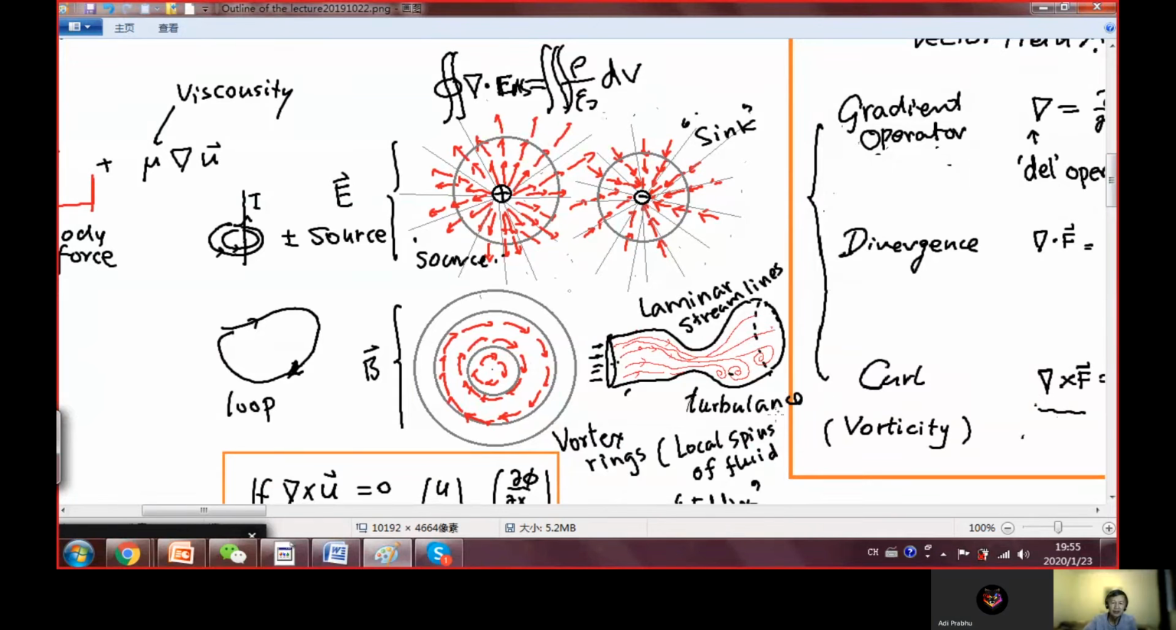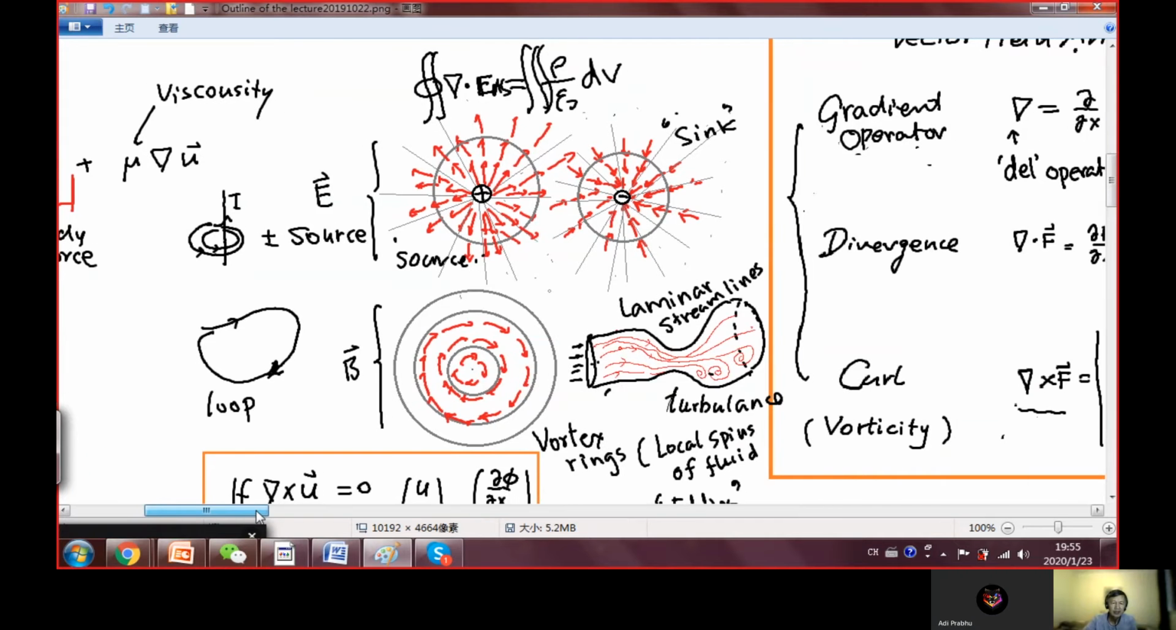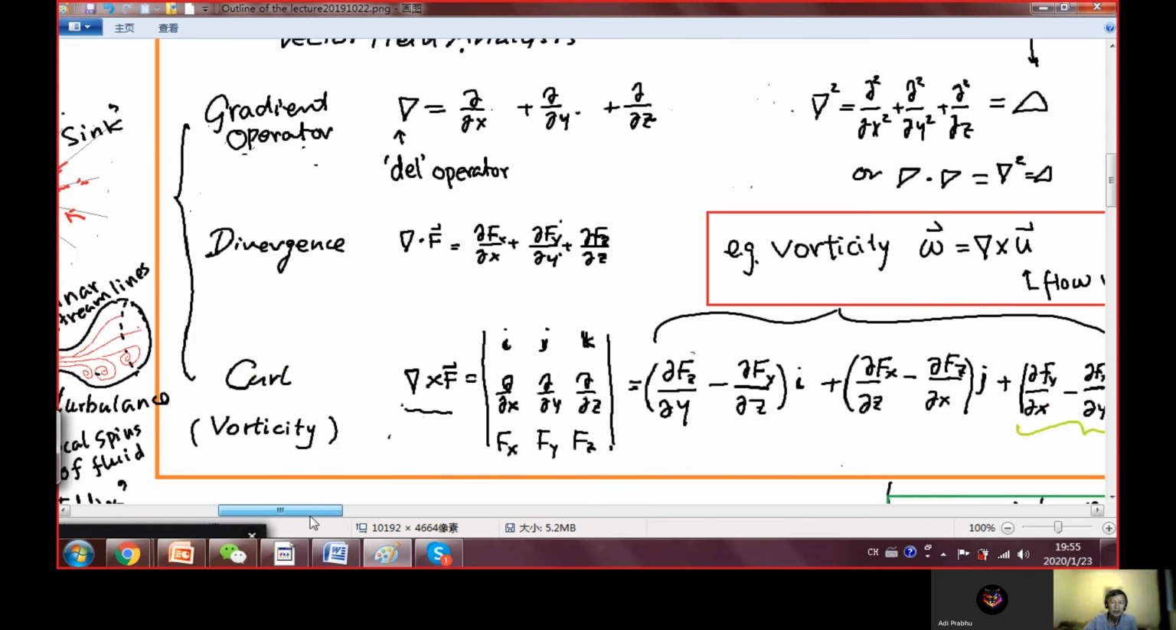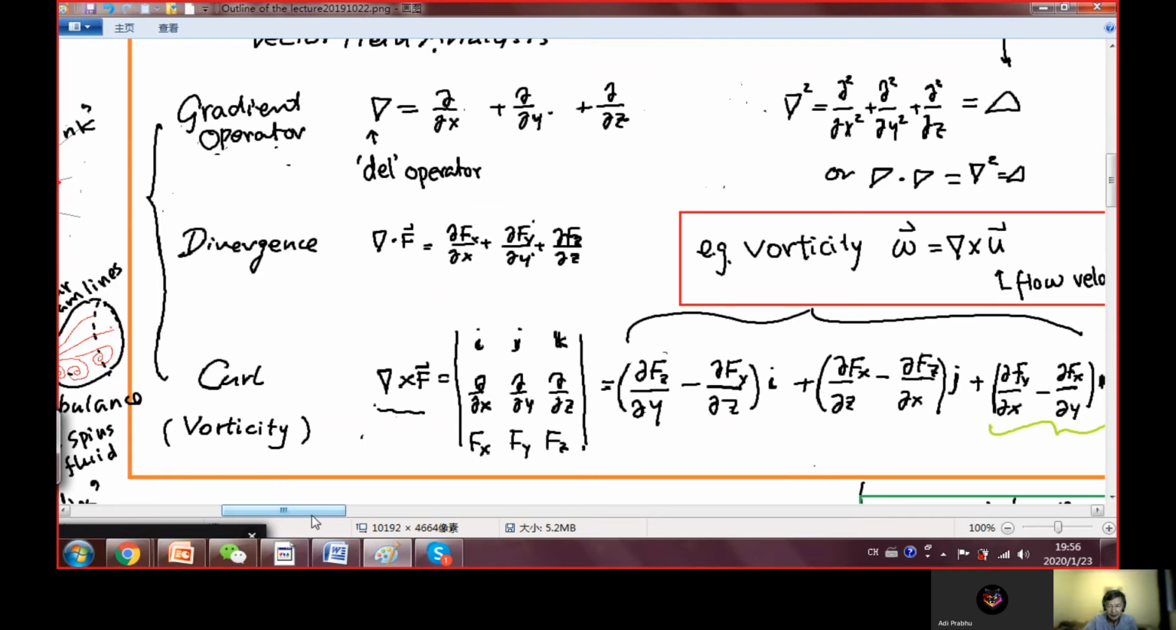And also, mathematically, because this is mathematical, right? If the curl is not zero, that implies there's what you call vorticity, right? Vorticity. Can you see the omega here, right?